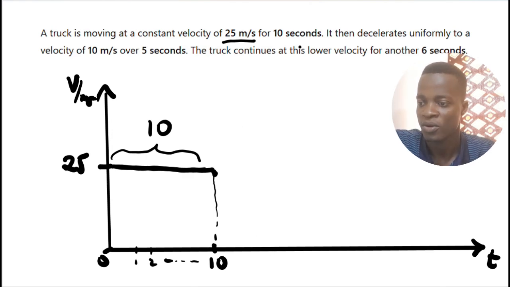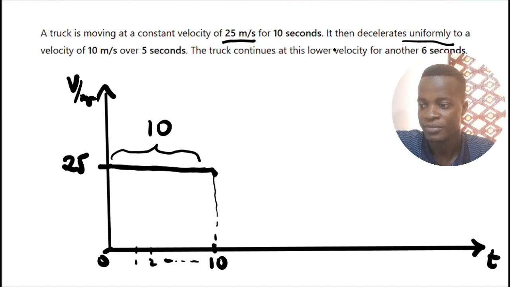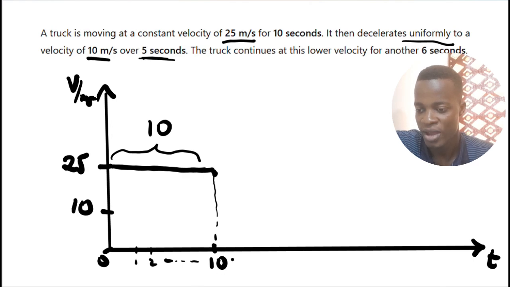Okay, 10 seconds. It then decelerates uniformly. So straight line coming down. But then to where? To a velocity of 10 meters per second. So let me say 10 is somewhere here. 10 meters per second somewhere here. We are decelerating, and it's over 5 seconds. So the extra 5 seconds will be added to this one. So let's say we assume 11, 12, up to 15. Let's say 15 is somewhere here.